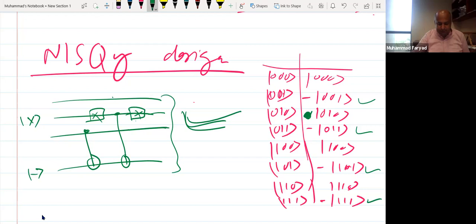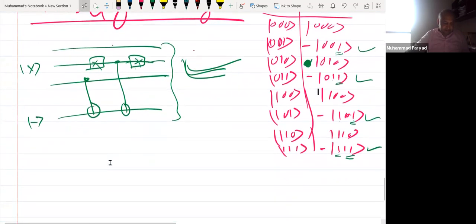So if I want an oracle for this, and I look at it, I see that I need a minus sign when the last qubit is one. So this is one, this is one, this is one, and this is one. So I need a minus sign anytime the last qubit is one, right? Is there any other thing that I have to worry about? The second qubit in this case is one, one, one here, zero here, one here, zero here, zero. So the second qubit can be anything. Even the last qubit is one here, one, one, 1, 0, 0. So let's first see if I have a circuit like this.